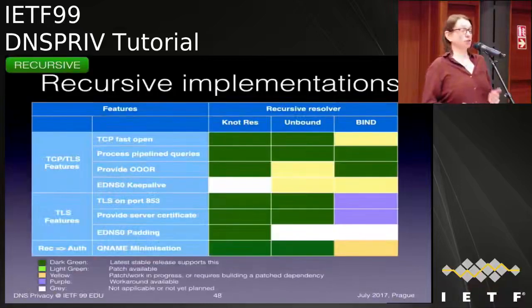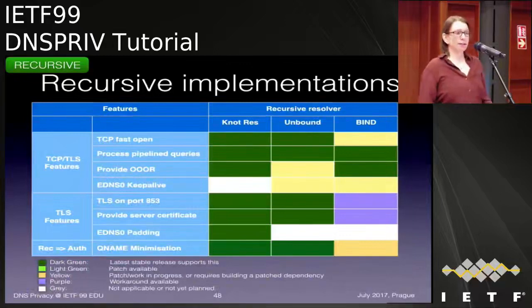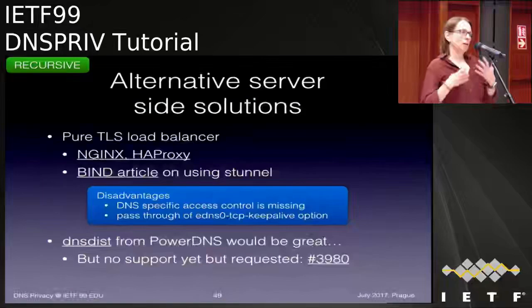So one thing we're doing is trying to keep track of the state of the implementations in the major open source DNS name servers. So you can see here that Knot Resolver is doing really well. They have a bunch of stuff available. Unbound is really close behind. Bind has chosen not to implement TLS natively inside the name server. What they are proposing instead is that if you want to deploy this, you do it by putting a proxy in front of your name server.